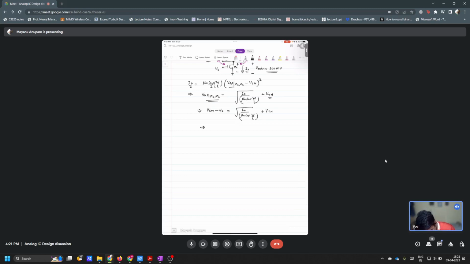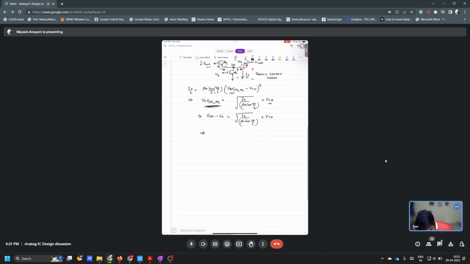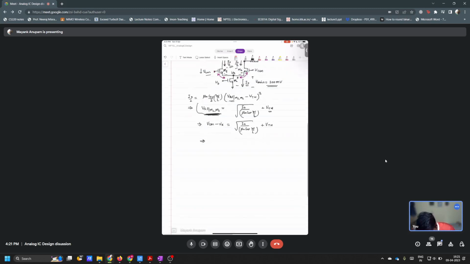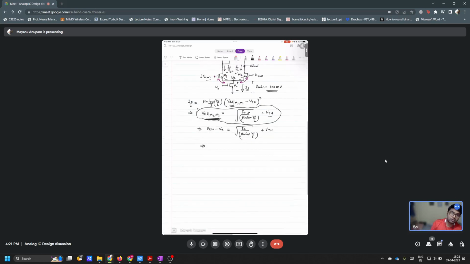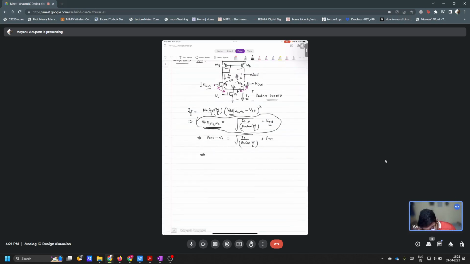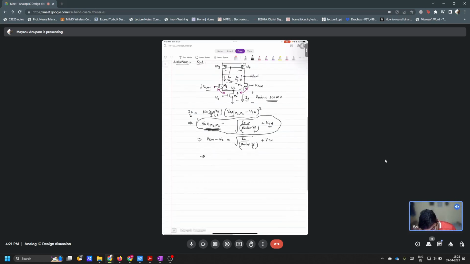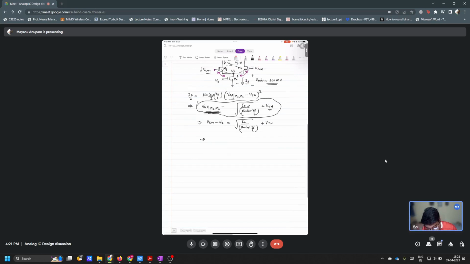So from here you can see that this VGS is clearly not dependent upon VCM, right? VGS is simply a function of I naught, isn't it? Yes, sir. If the current is changing somehow, only then can VGS be affected. Otherwise, if VCM is changing here, VGS is not going to be affected, right? So what is going to be affected in that case? If VCM is going down, Vx also has to go down, isn't it?